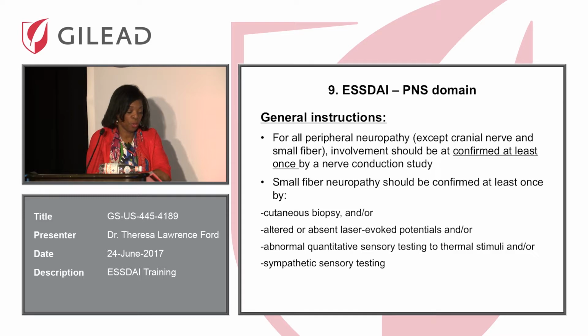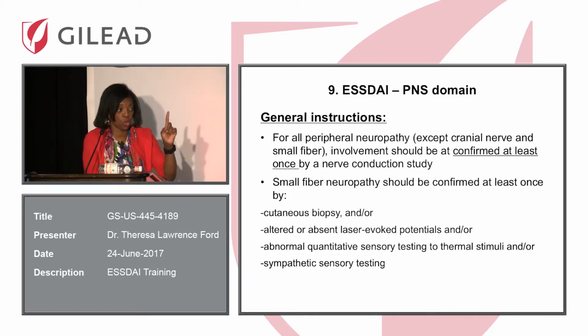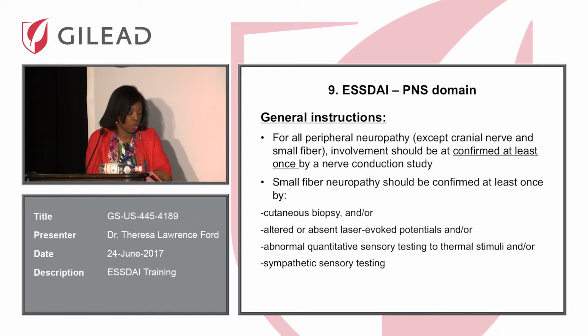And so for all peripheral neuropathies except cranial nerve and small fiber, involvement should be confirmed at least once by a nerve conduction velocity, once in time. And the small fiber neuropathy should be confirmed at least once by either skin biopsy and or altered or absent laser evoked potentials and or an abnormal quantitative sensory testing to thermal stimuli and or sympathetic sensory testing.